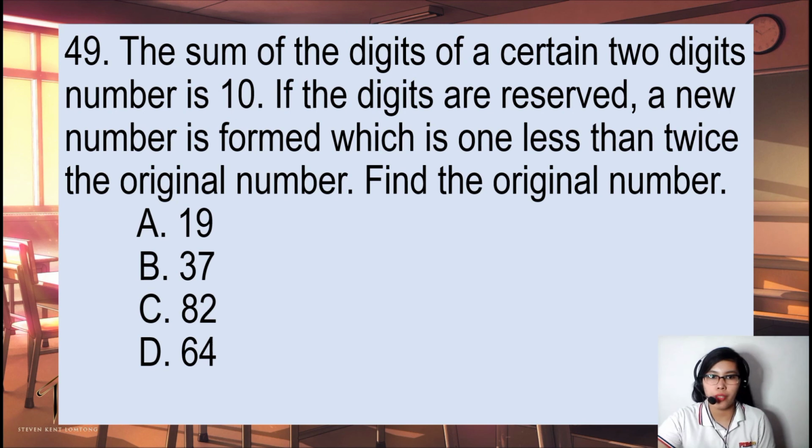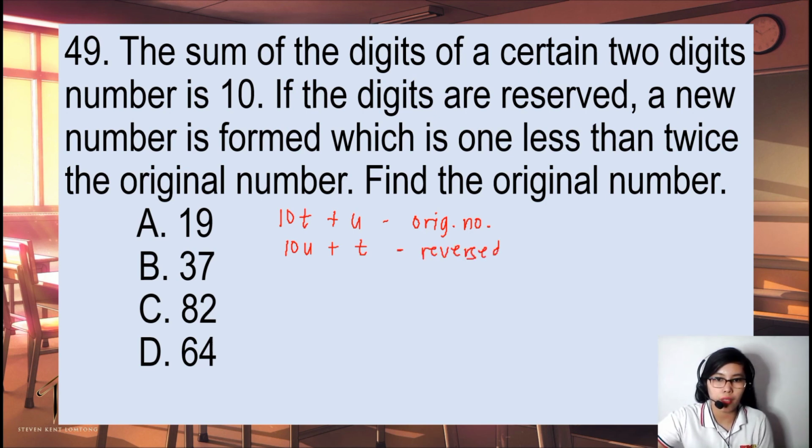Now we have here another number problem or digit problem. The sum of the digits of a certain 2-digit number is 10. If the digits are reversed, a new number is formed, which is 1 less than twice the original number. So find the original number. So we have here 2-digit number. So let us write this as 10t plus u as the original number. Then the reverse is 10u plus t. That is the reversed number.